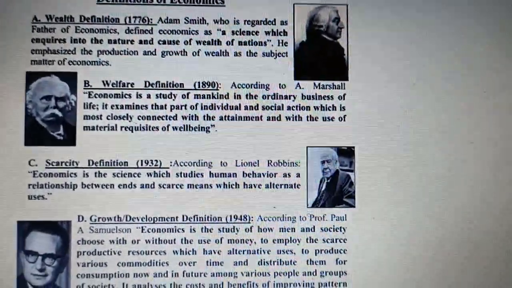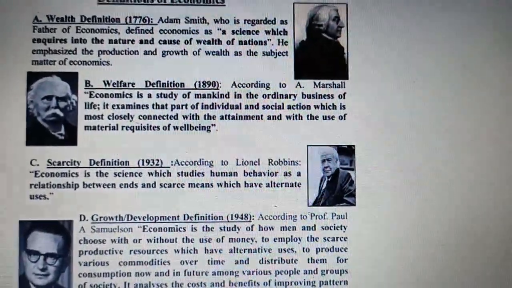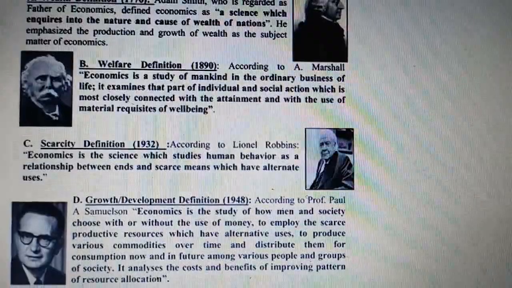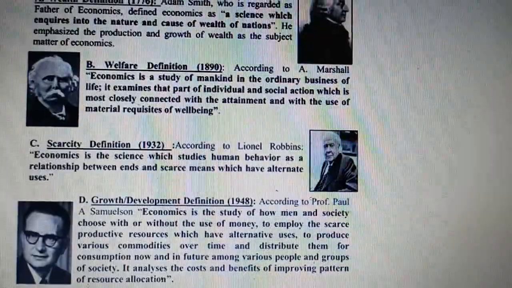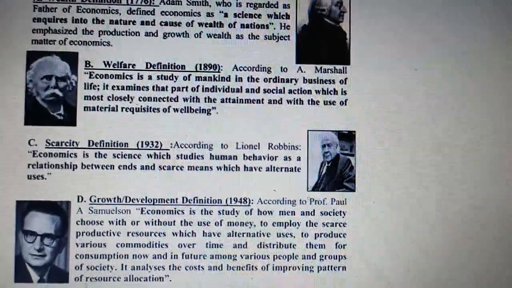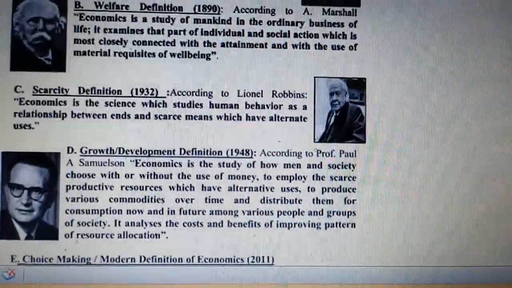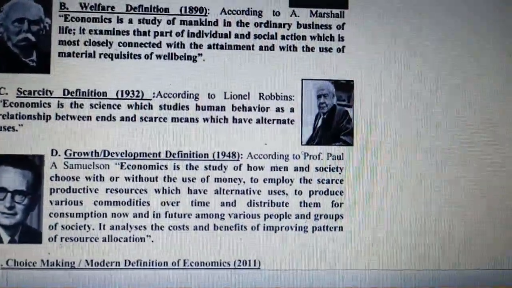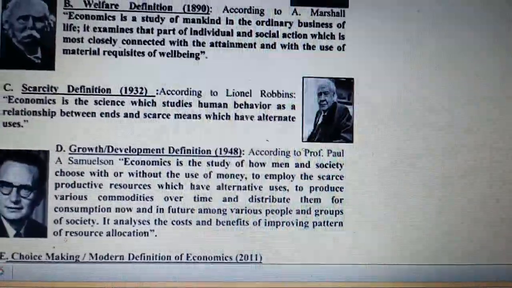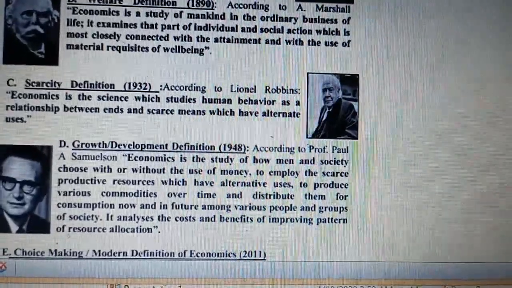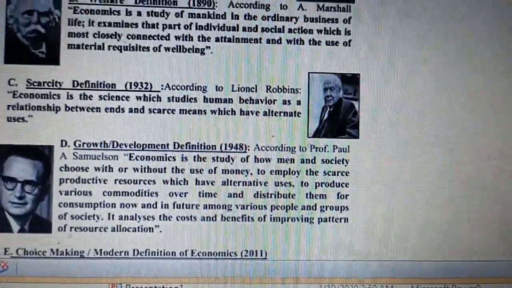He was also criticized, and the next definition was given by Lionel Robbins in 1932, related to scarcity. Economics is the science which studies human behavior as a relationship between ends and scarce means which have alternative uses. What I discussed in the beginning, wants are unlimited and resources are limited, have alternative uses. How to satisfy different wants with the limited resources. He was also criticized, as he emphasized scarcity only.